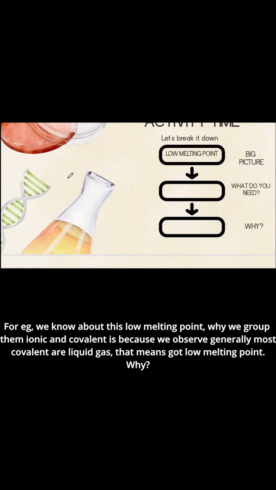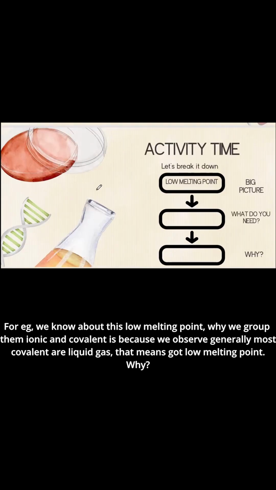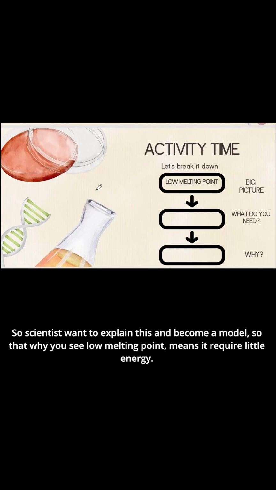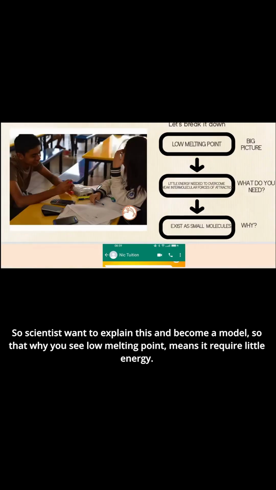For example, we know about this low melting point. So covalent, why do we group them into ionic and covalent? It is because we observe that generally most covalent substances are liquid or gas. That means they have a low melting point. Why? So scientists want to explain this and they come up with a model. So that's why you see low melting point.